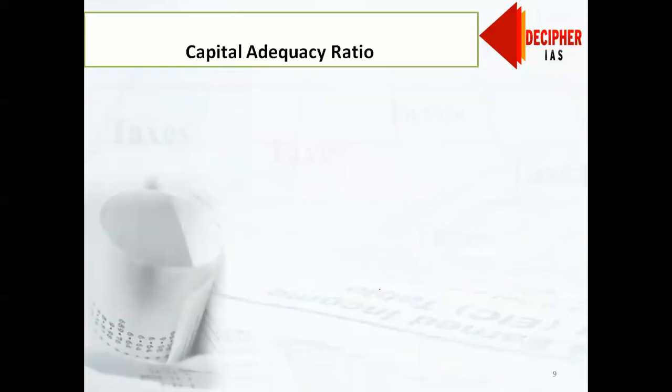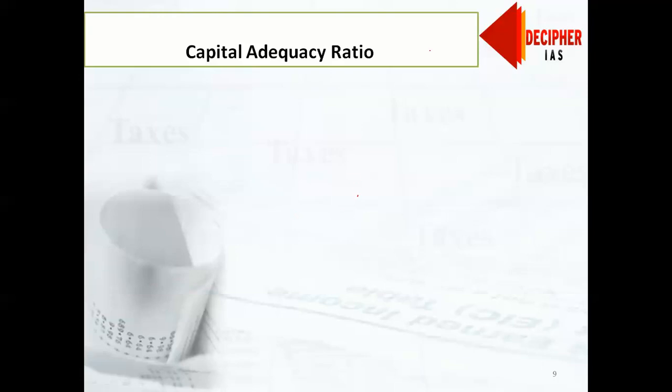So coming to the capital adequacy ratio. Now this is very important. It is coming up time and again in the newspapers that the Indian public sector as well as private banks have to follow the capital adequacy ratio as defined in the Basel III norms. Okay. Now, what do you mean by capital adequacy ratio? Capital adequacy ratio is the ratio of a bank's capital in relation to its risk-weighted assets.